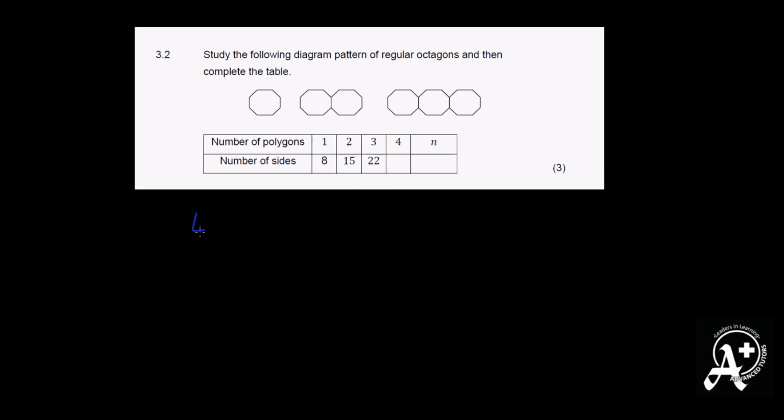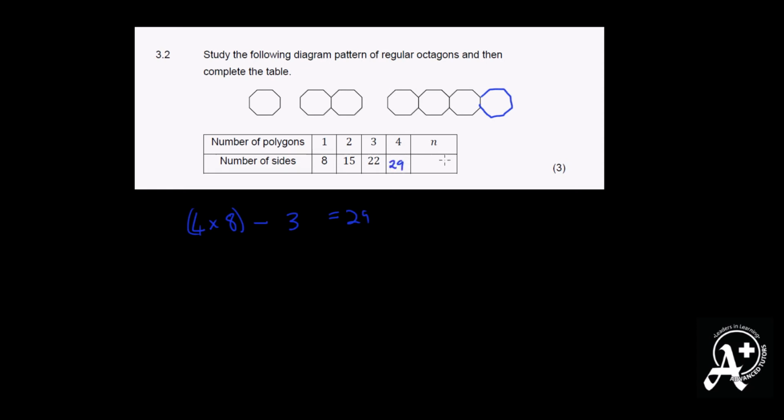4, it would be 4 times 8, but then we have to minus the number of sides that share, and we know that there would be 3 sides that share if we added another octagon here. So I can't really draw it very nicely, but imagine this being an octagon. Then we can see if we've got 4 octagons, there would be 1, 2, 3 sides sharing. So it would be 4 times 8 minus 3, and that would simply be 29. So we've got 4 times 8, which would be 32, minus 3, which gives me 29.